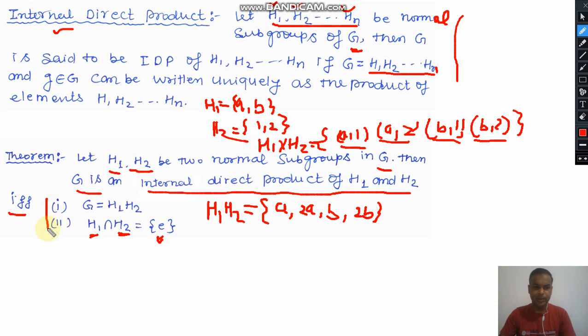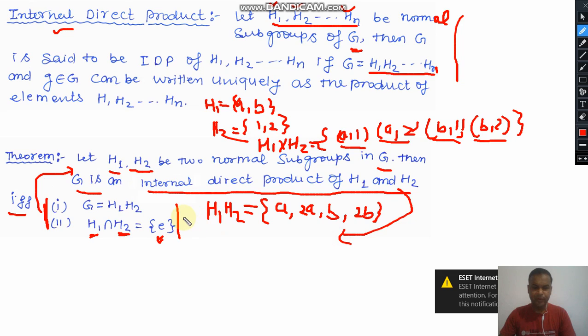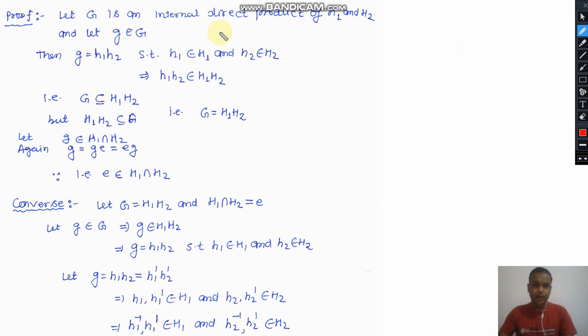It means if these two conditions are fulfilled, then H1 and H2 can be written as the normal subgroups of this group G. And if G has two normal subgroups H1 and H2, then these two properties will be satisfied. So here we will prove this theorem in both ways, the necessary condition and the sufficient form. Initially we are assuming that G is the internal direct product of its normal subgroups H1 and H2, and we will prove the given two conditions.